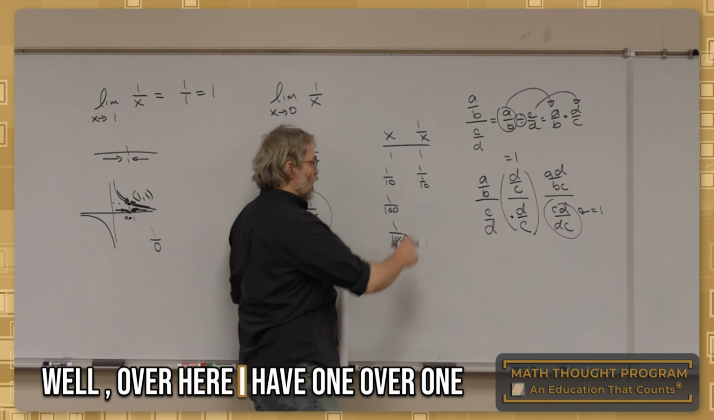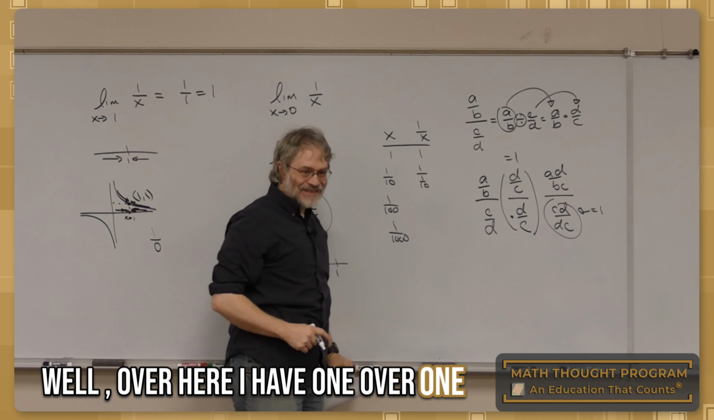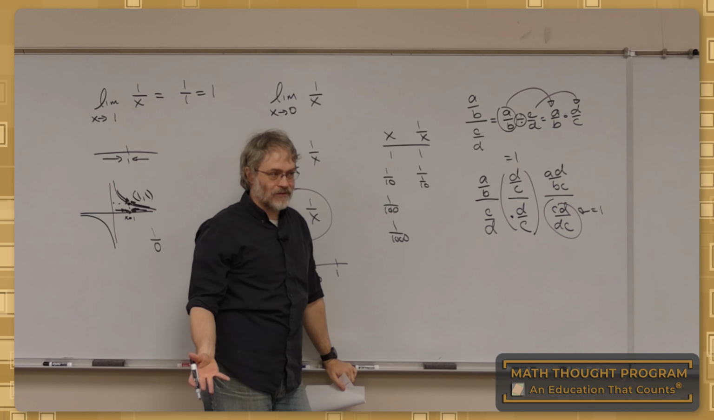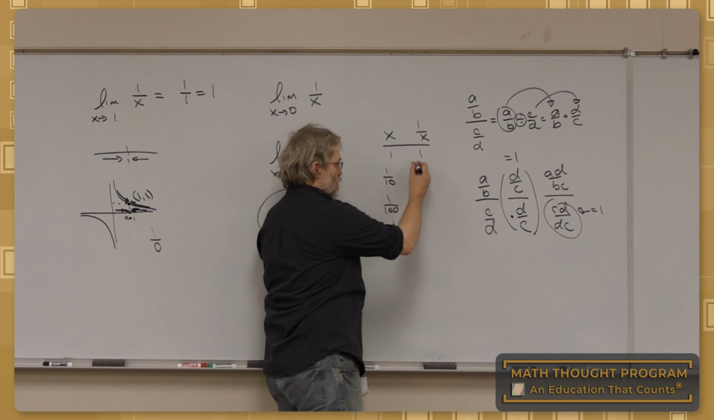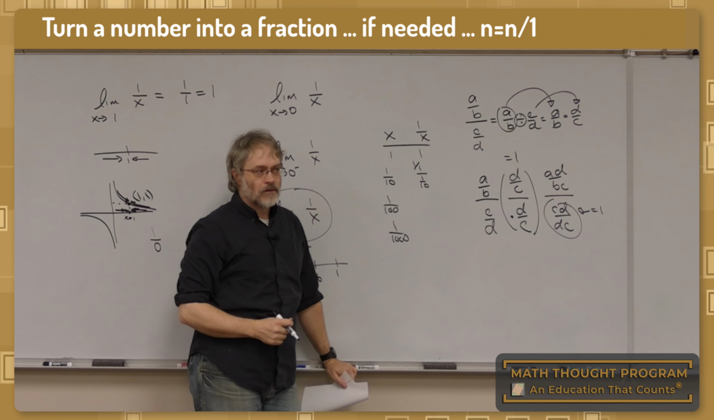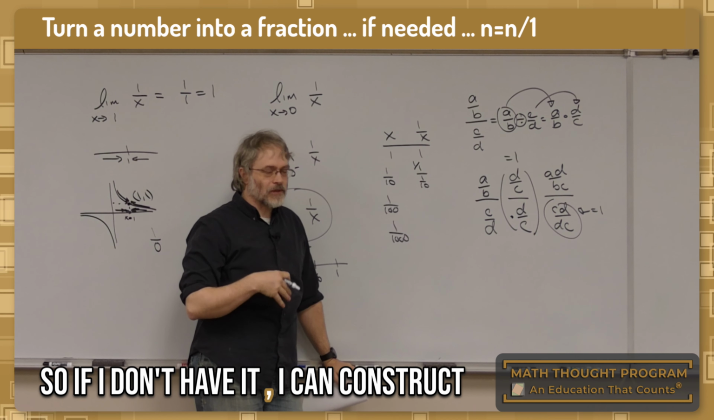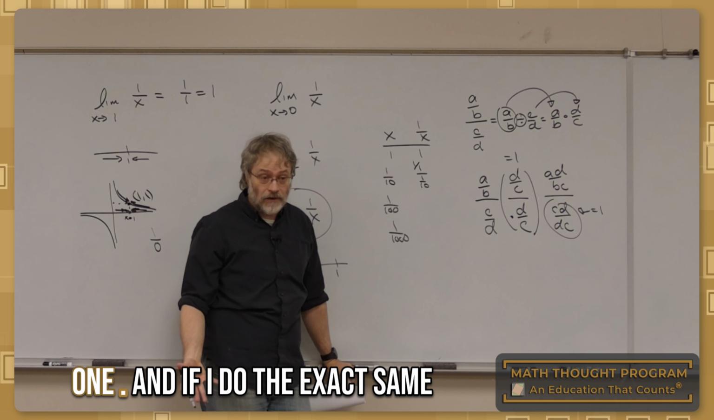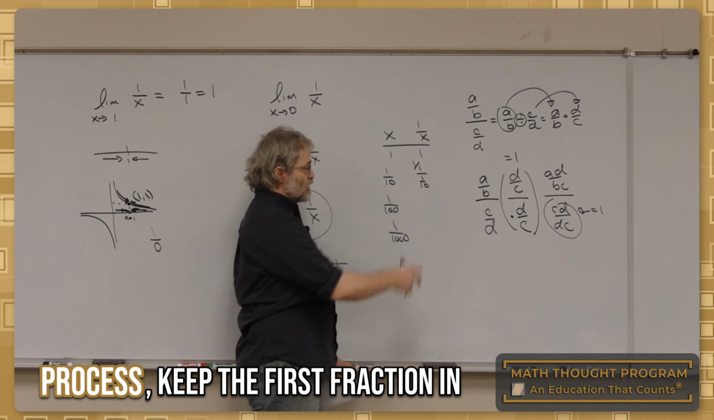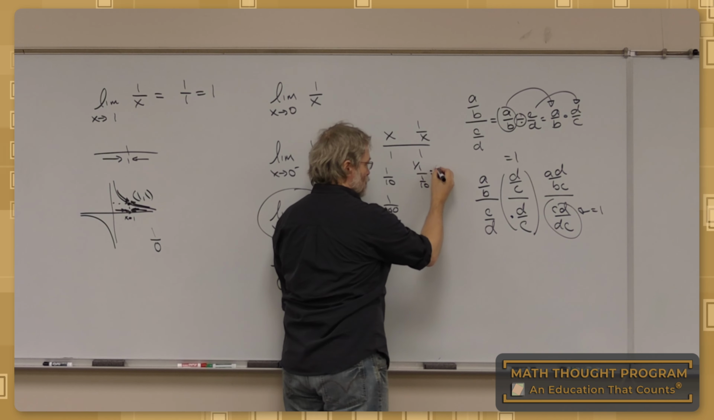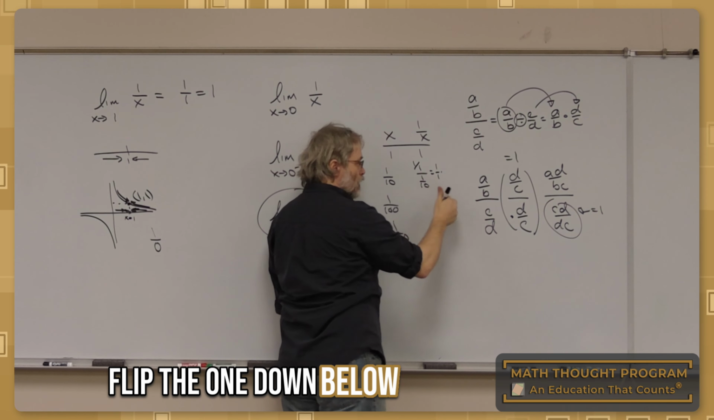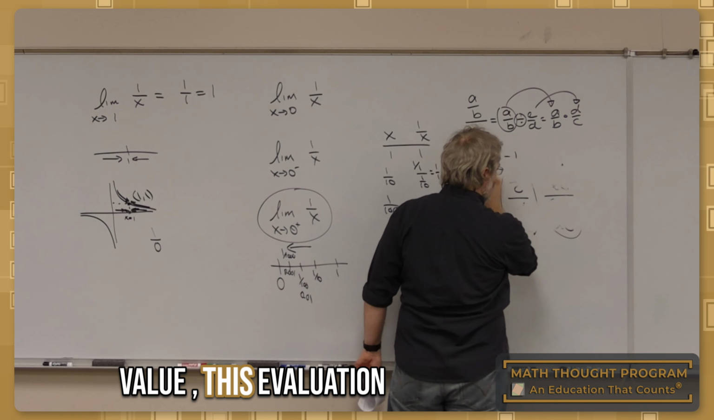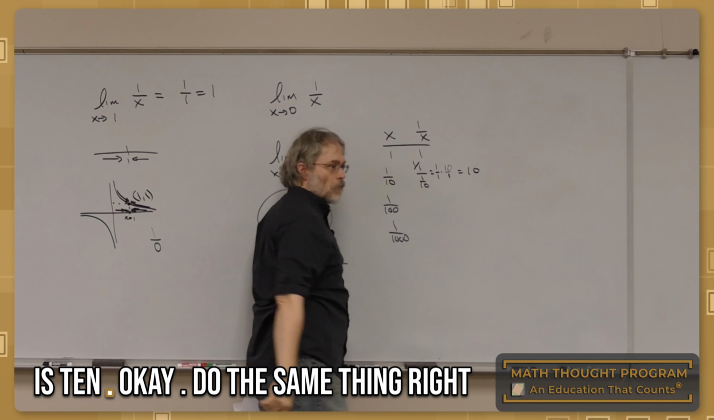Well, over here, I have 1 over 1/10. Where's the fraction I was talking about, the A over B? It's right there. So if I don't have it, I can construct it. I can express 1 as 1 over 1. And then if I do the exact same process, keep the first fraction in place, flip the 1 down below, I see fairly quickly now that this value, this evaluation, is 10.